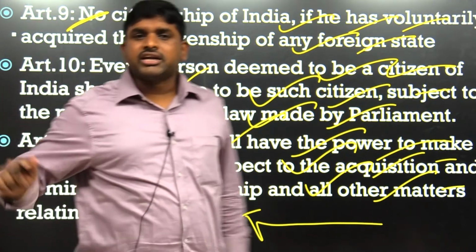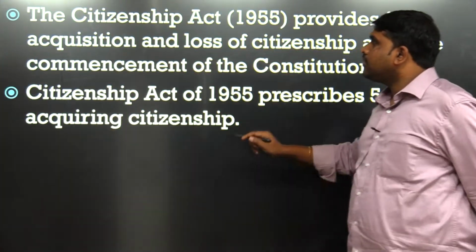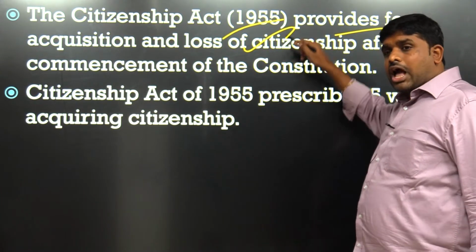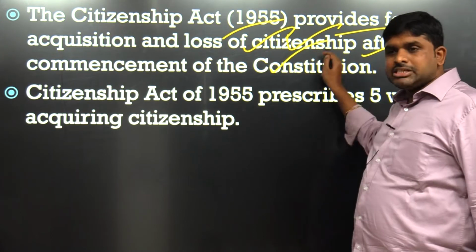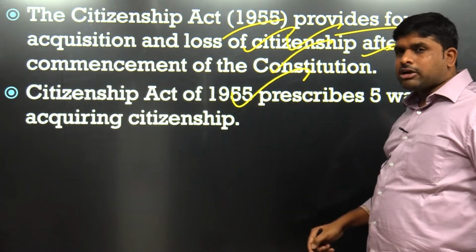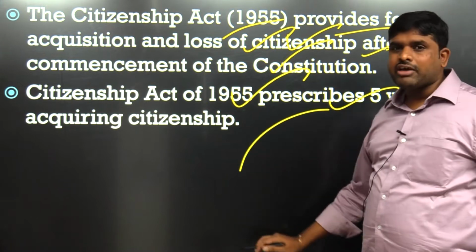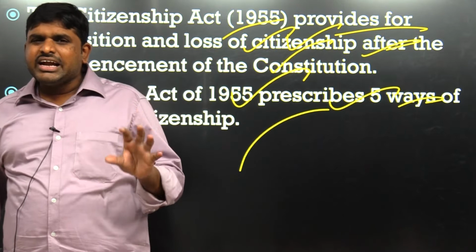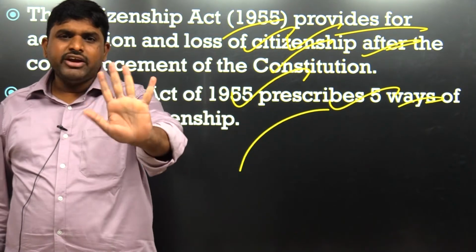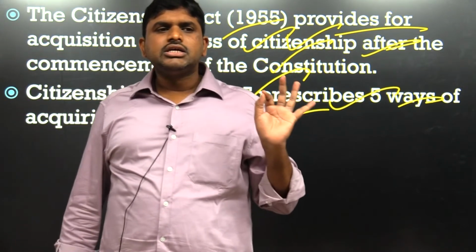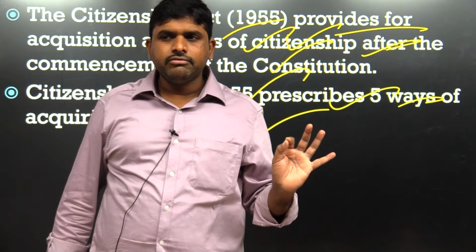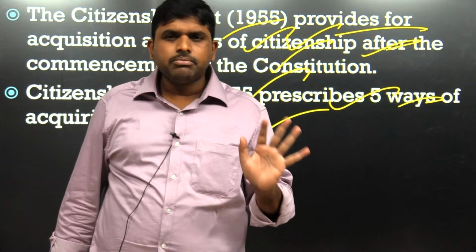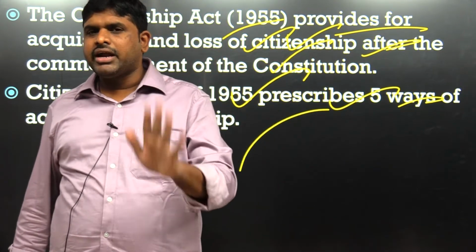What is the first Citizenship Act? 1955. The Citizenship Act of 1955 provides for the acquisition and loss of citizenship after the commencement of the Constitution. The Citizenship Act of 1955 prescribes 5 ways of acquiring citizenship. Remember these 5 ways. If you want to remember the content also, your wish. But remember these 5 headings. Most favorite. 5 ways. Remember the headings.